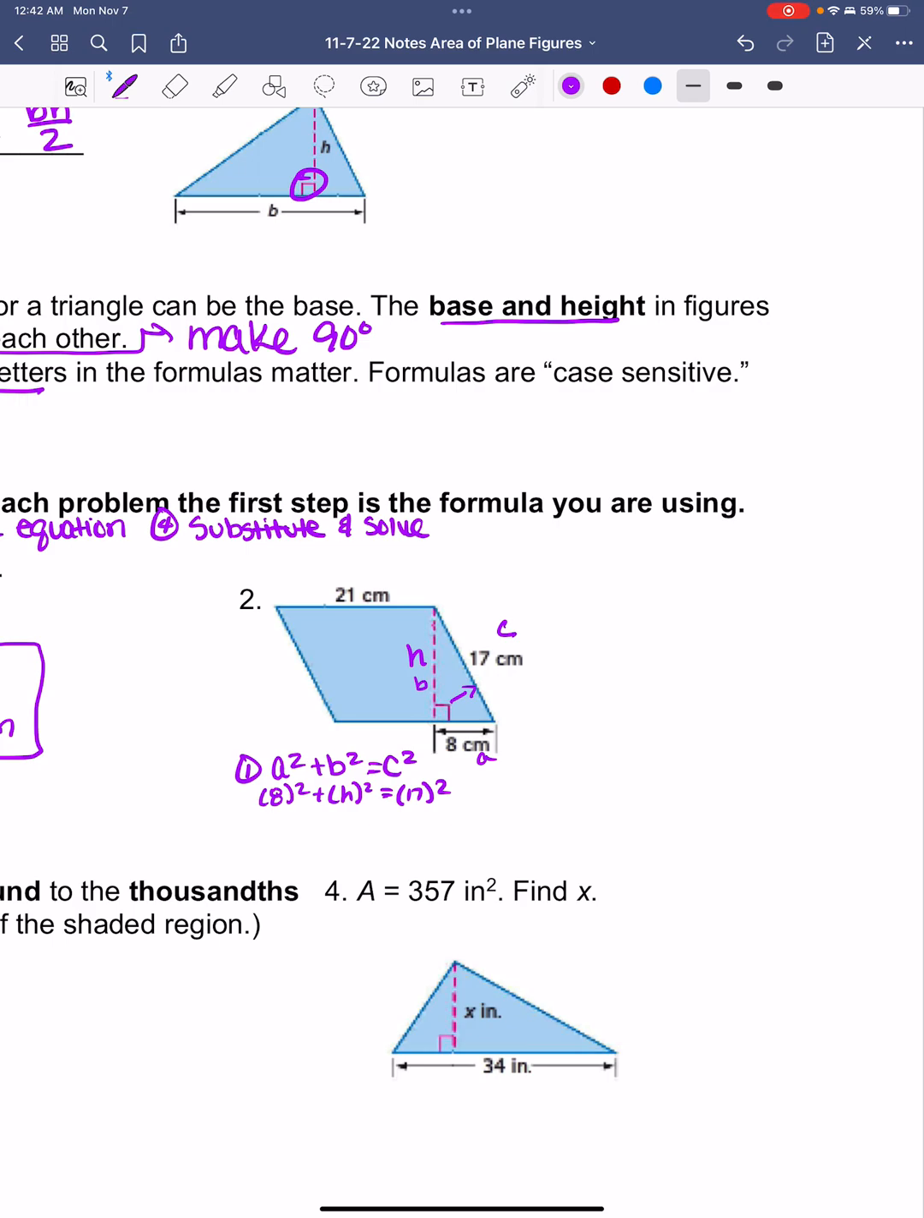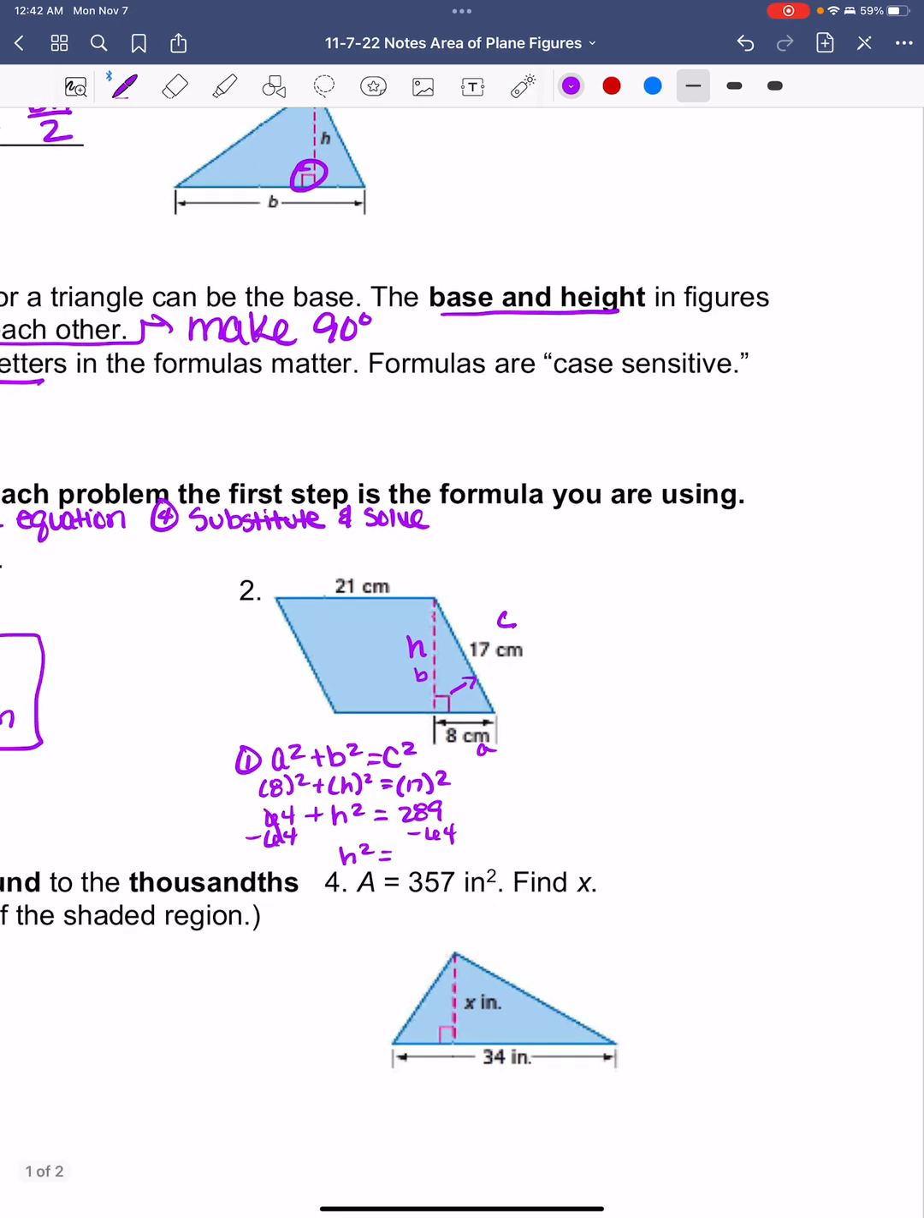And then whenever you do that, you're going to have 64 plus h squared is going to equal 289. From here, you're going to subtract on both sides, and that is going to give you h squared is going to equal 225, excuse me. And then you're going to square root. Square root is going to be the only way you can get rid of that squared. And so therefore, h is going to equal 15. Notice that is only step 1.